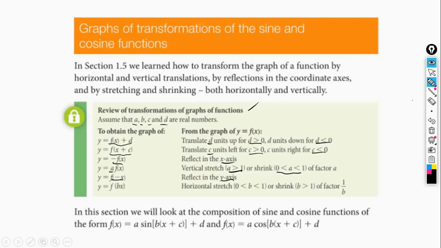And if we have y equal to f of b times x, this would be a horizontal stretch for values of b between 0 and 1, or a shrink if b is greater than 1, by a factor of 1 over b. So in this section, we are going to look at the composition of sine and cosine functions of the form f of x equals a times sine of b times x plus c, plus d, and the same for cosine. Now, you will learn that a is going to affect something called the amplitude.